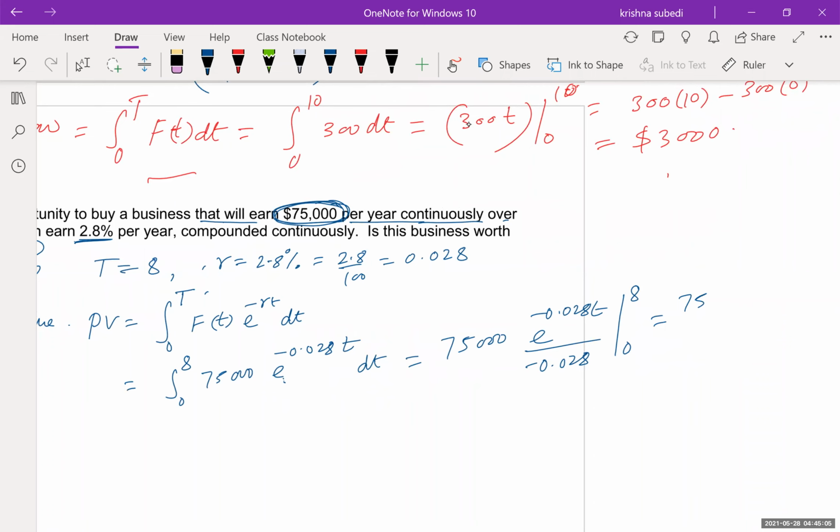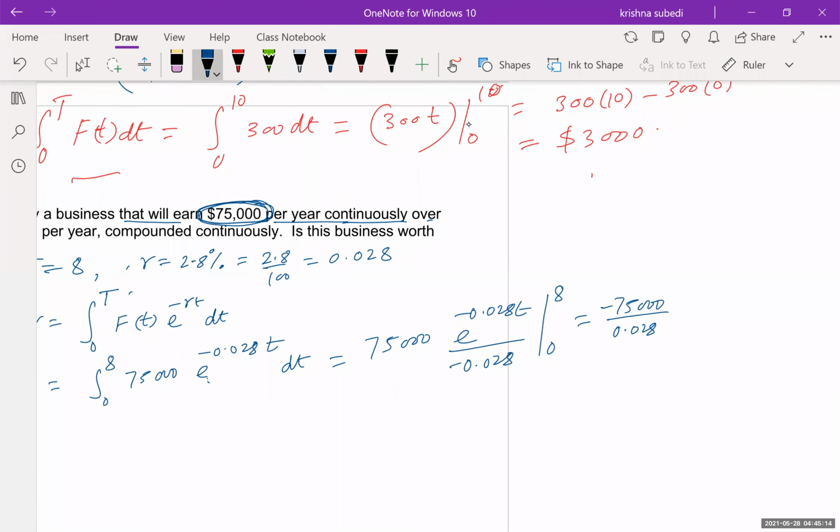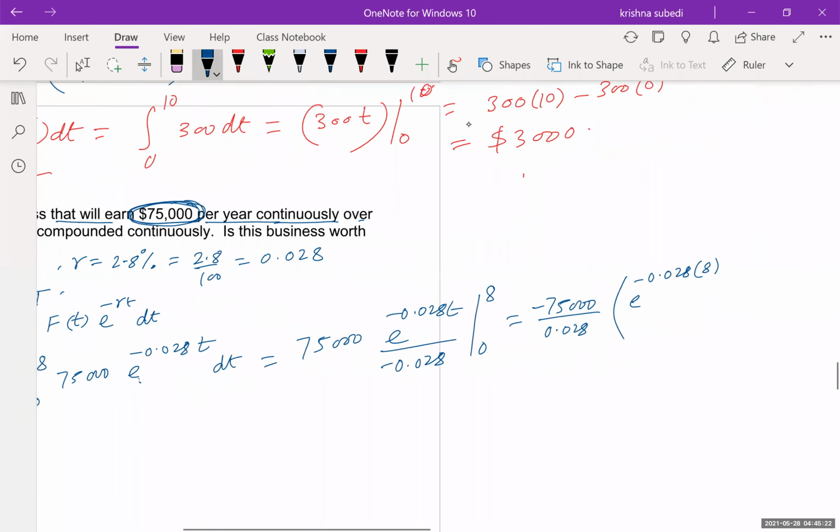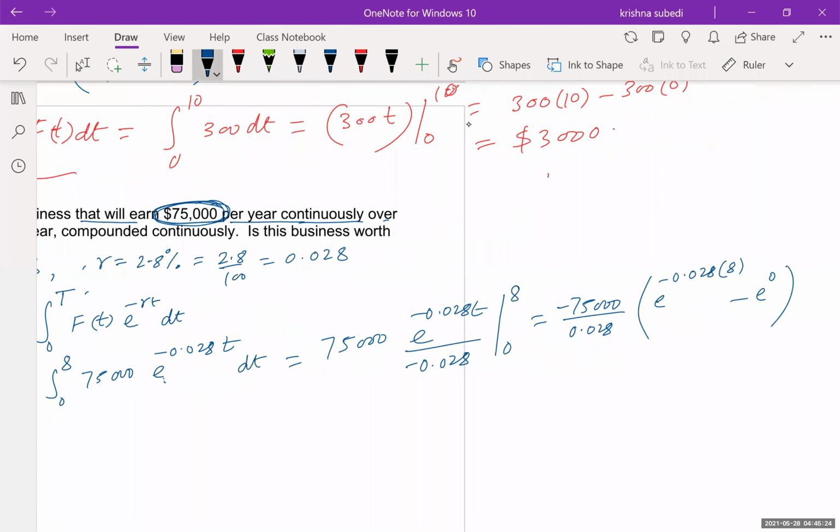All we need to do is evaluate this. So now I can write this as negative 75,000 over 0.028. And then I will have e raised to power negative 0.028 times 8 minus e to the power 0. And I need your help. Use your calculator and let me know what is the value.